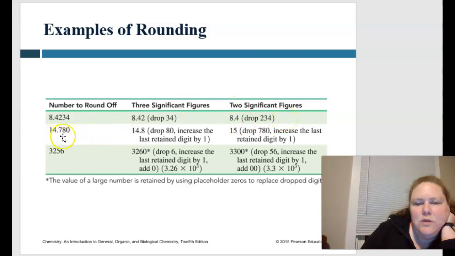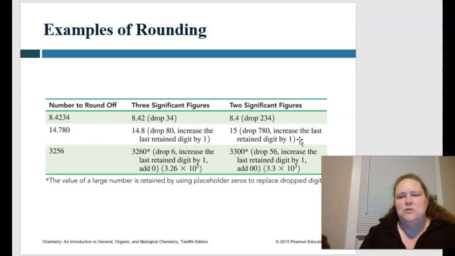Now, if we look at 14.78 and we only want 3 sig figs, do you see how this 8 is bigger than 5? So that means that this 7 is going to become an 8. So 14.8. You're going to drop the 8 because the last retained digit is increased by 1. Okay. But if we want to just round it to 2 significant figures, well, 14.8, that 0.8 was above 5, so that would round it up, and that gives us 15. We would drop that .78, and since this is above 5, it would increase that last retained digit, which was 4 in the original here. It would increase it by 1.